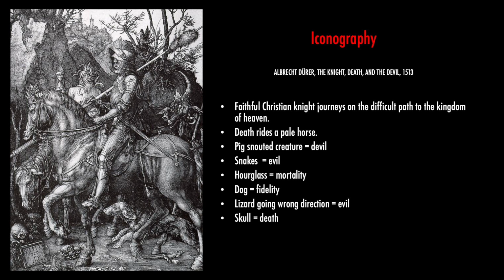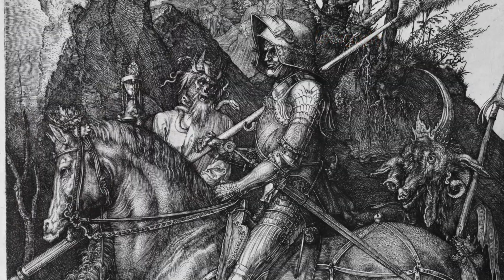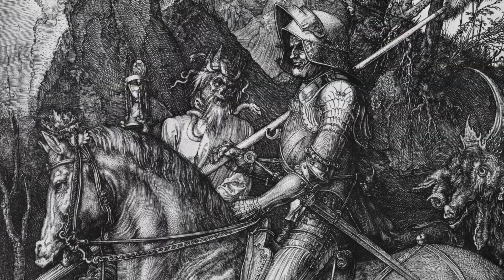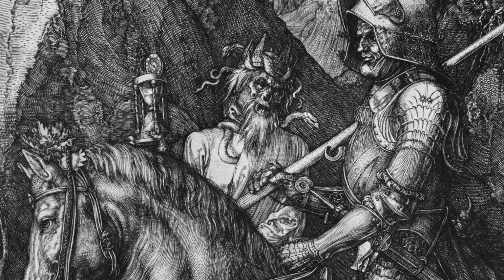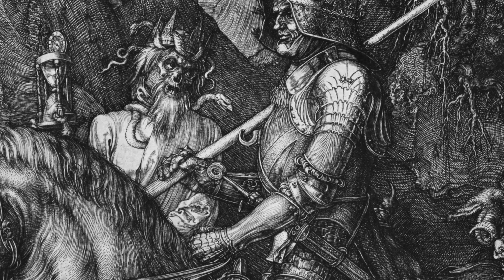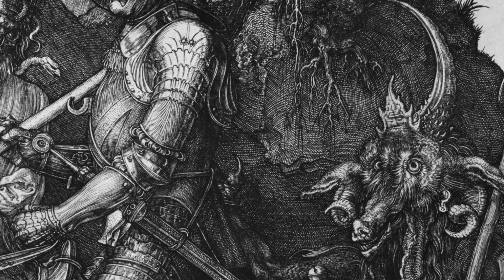We can see here the knight is riding steadfastly through a dark Nordic gorge past death, who rides on a pale horse and holds out an hourglass as a reminder of life's brevity. Life is short and fleeting. He's also followed closely behind by a pig-snouted devil.